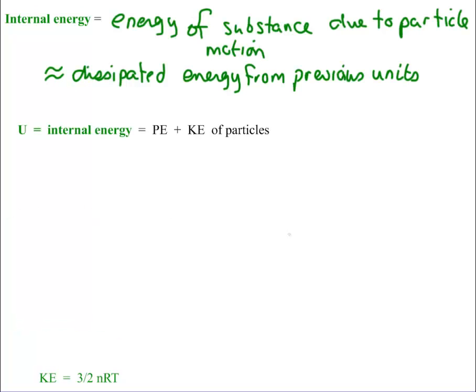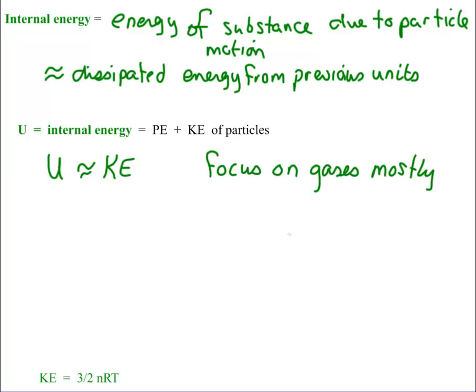We said that internal energy was the energy of the substance due to particle motion. It can also be due in part to the potential energy of the particles, but since their relative position to each other is so small, not measurable with the tools that we have, we're going to focus on internal energy approximating the kinetic energy of the particles. And since kinetic energy depends on or is related to the temperature of a substance, primarily a gas, we're going to focus mostly on gases.